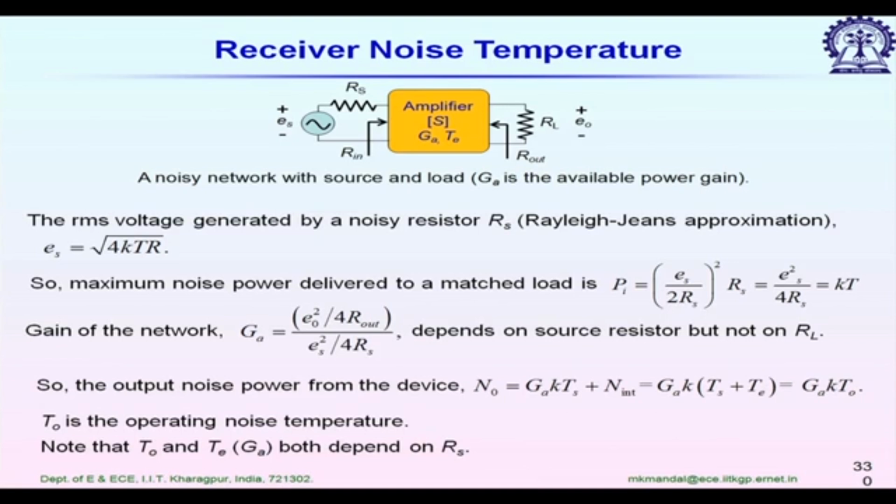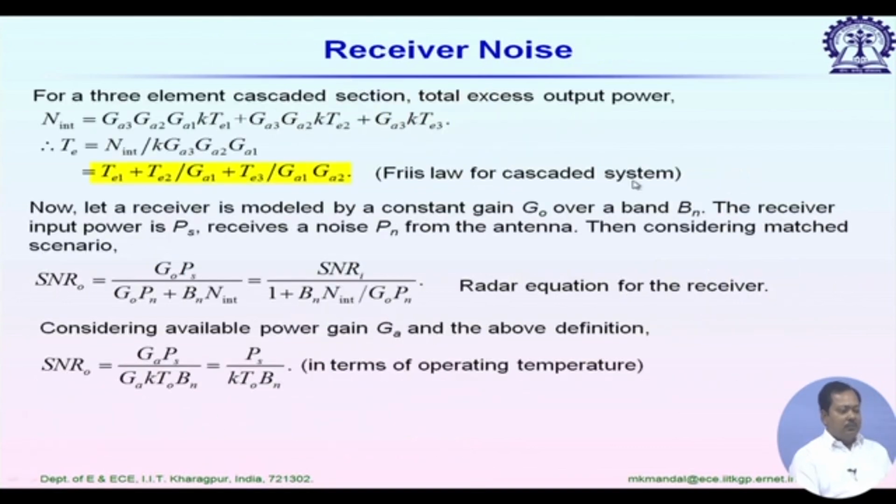So T naught, Te, Ga are all functions of Rs, but they do not depend on RL. In this case also we assume that the output RL is matched, so it is the worst-case scenario. This N naught is the highest available noise power from the amplifier and the noisy source.